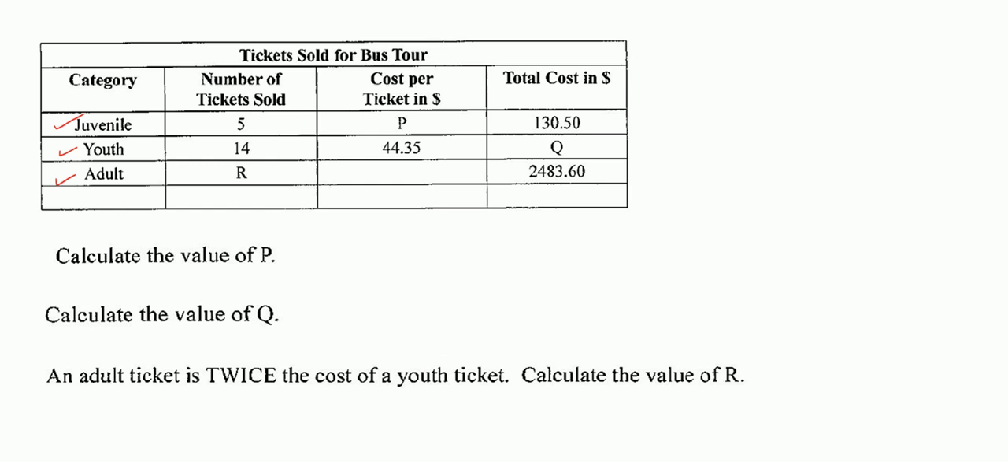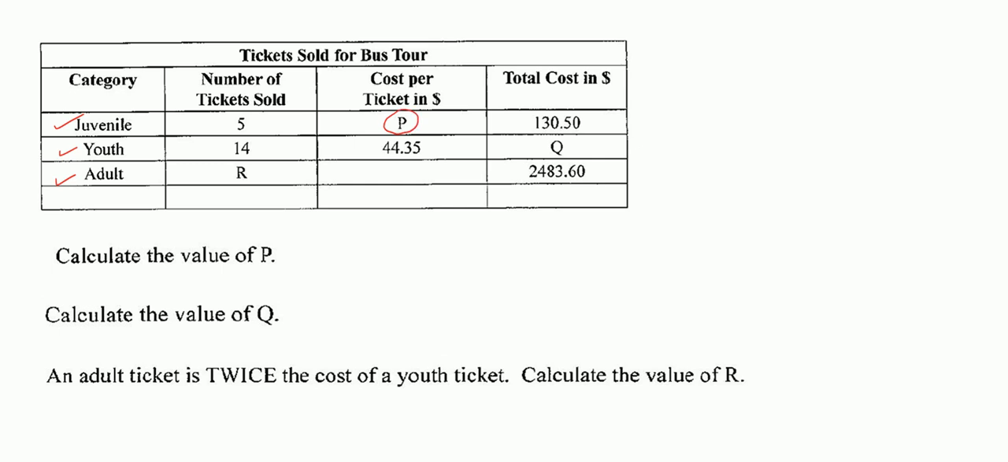$130.50. If we look at the youth category, we sold 14 tickets. The price per ticket is $44.35, and the total cost is Q. Right? So they give us some things that are missing in the table, and we need to work it out. So the first one, they said calculate the value of P. What is P? So P is the cost per ticket for a juvenile person, right? The juvenile category. So they're asking us to find this value here.